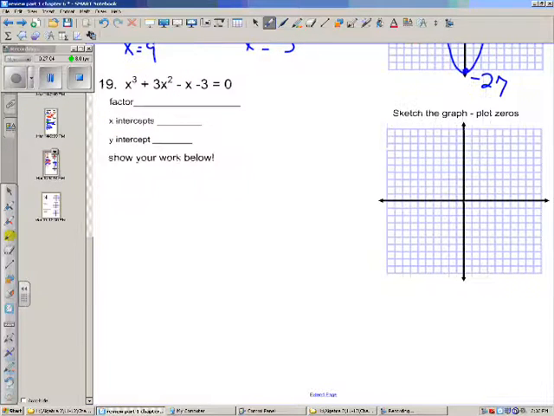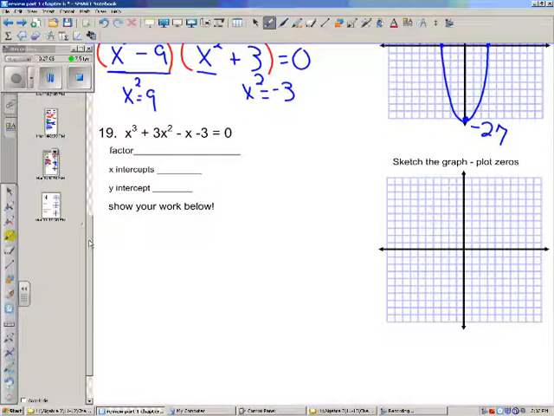All right, number 19. So the first thing I'm going to look at, can I make this problem easier? Can I take anything out of my 4 terms? And I can't, so I'm just going to work with it as is. And I'm going to do this by grouping. So I'm going to group the first 2.